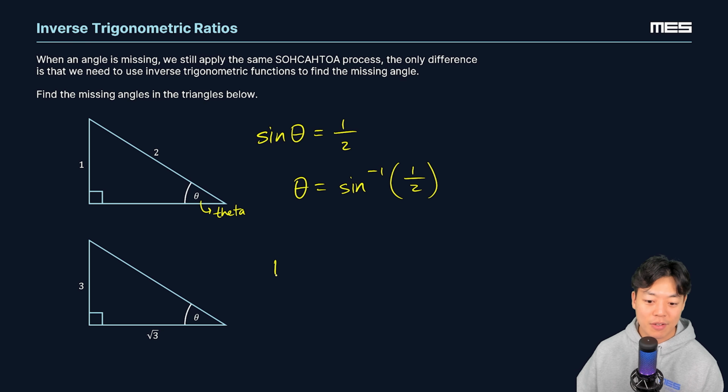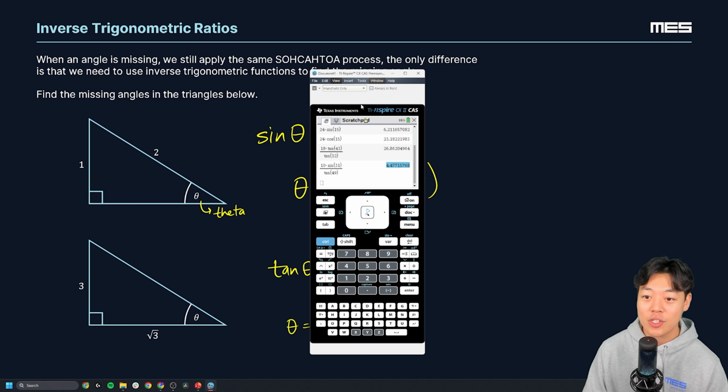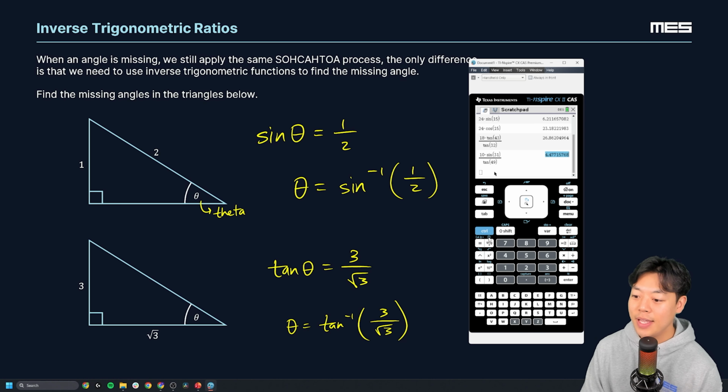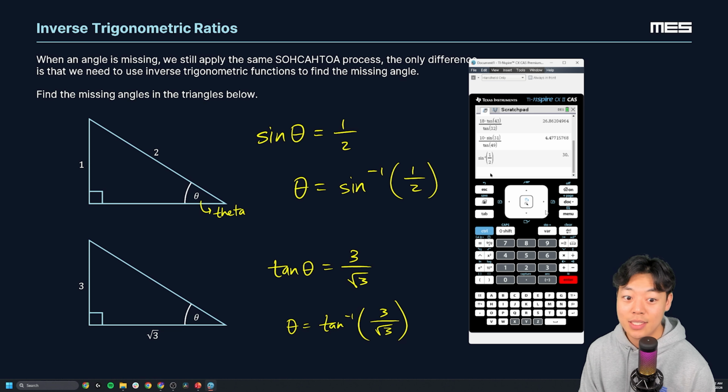This one, I have tangent of theta is equal to 3 over radical 3. So then theta will equal inverse tangent of 3 over radical 3. So this is basically inverse functions, right? Inverse operations, if you want to think about it that way as well. So we have inverse sine of 1 divided by 2. That will give us an angle measure of 30 degrees. And then inverse tangent of 3 divided by the square root of 3 will be 60 degrees.